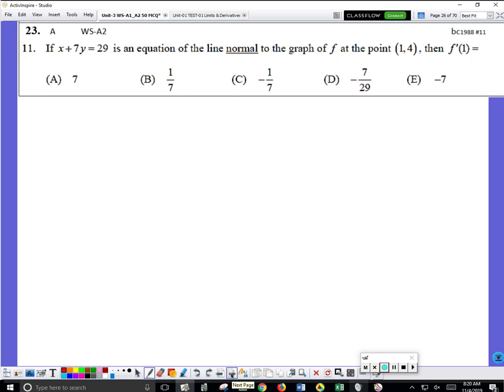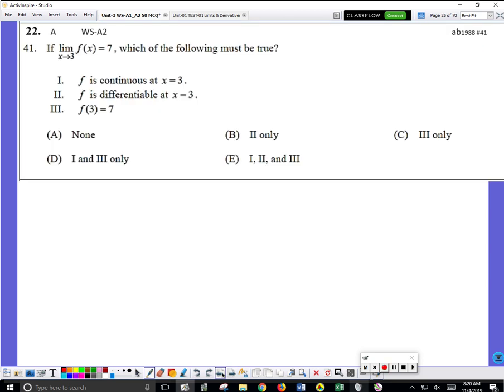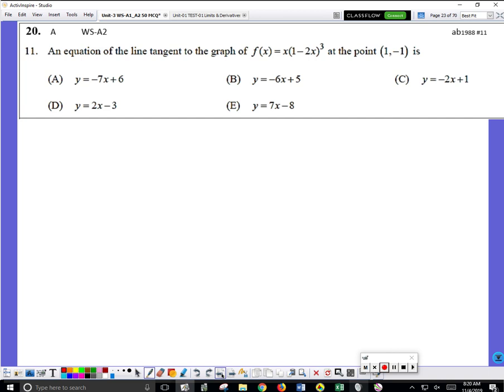Okay, so this problem uses the same concepts that we just went over. So I'm going to leave this one alone for now, see if you can get through it. If you have trouble, we can talk about it later. So 23 does use the same concept. 20, same concepts again. So we'll skip that one for now.